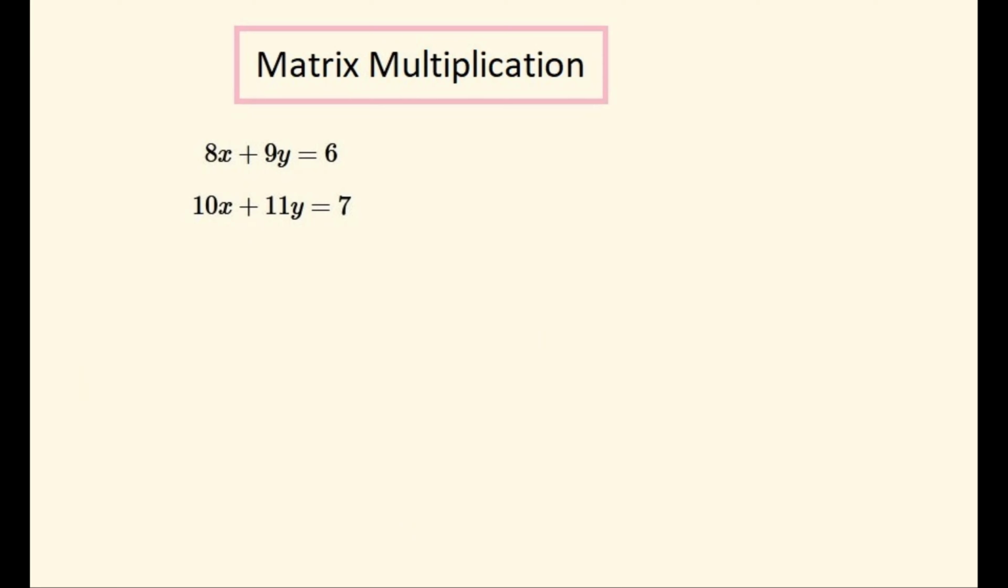So matrices were made to help us solve these sorts of simultaneous equations, and with more variables like 3, 4, 5, or even 100 variables. But we'll start off with 2. This equation can be packed up into this matrix equation.